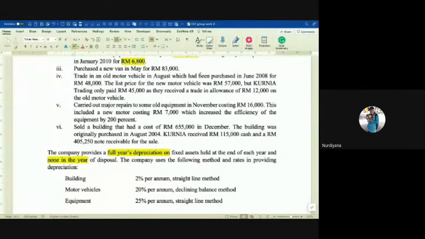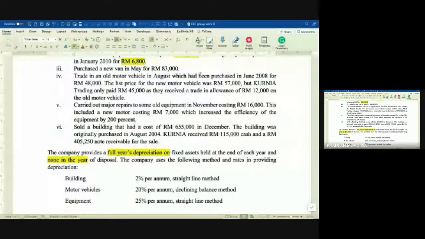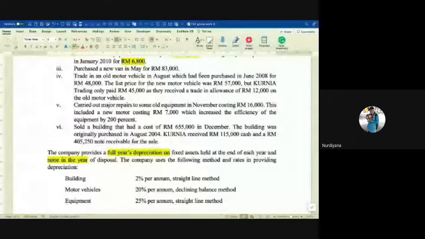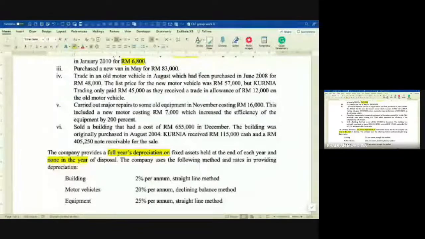Rate is 25% per annum. So you times 6,800 by 25%. Then you times by how many years? Four years. So times by 4. So how much do you get?